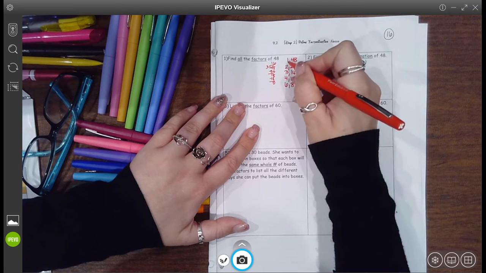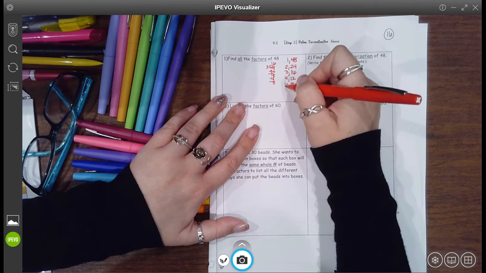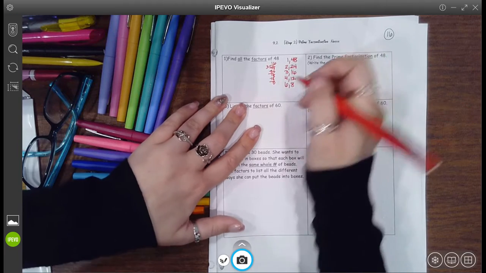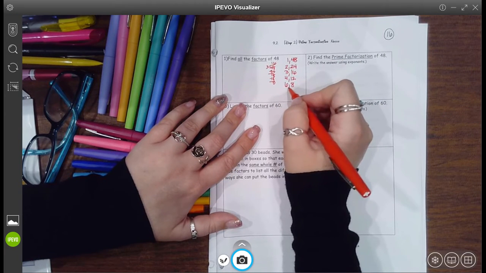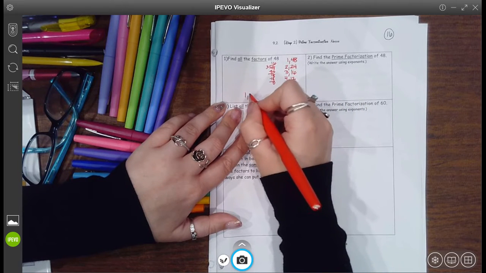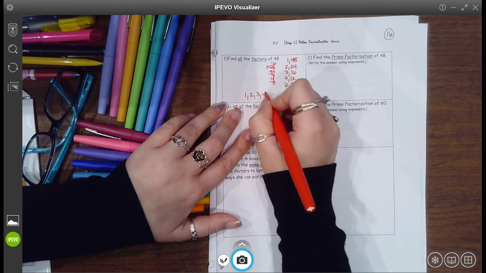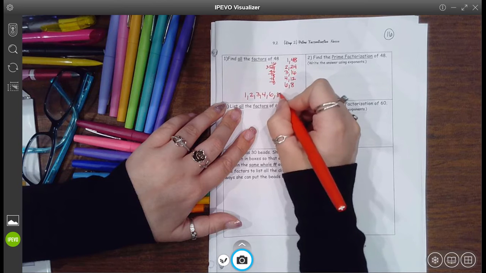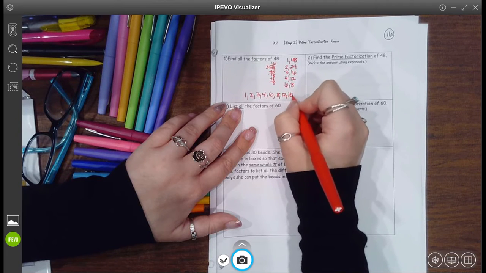And then you just follow the U. Go down and then back up, and that lists them all in order. So 1, 2, 3, 4, 6, back up, 8, 12, 16, 24, 48. And that's listing all the factors of 48 in order from least to greatest.